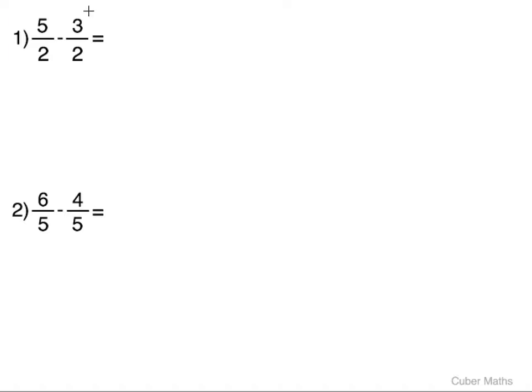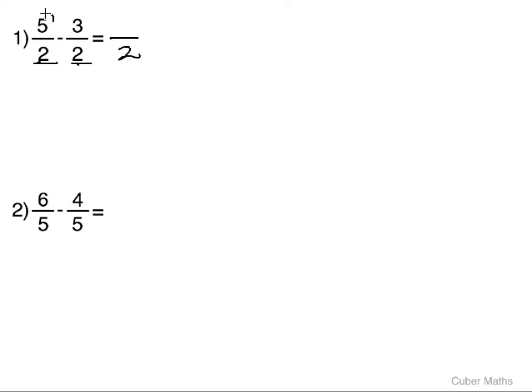So here we have our first problem, and it says 5 over 2 take away 3 over 2. Now if we look at the denominator, which is this number here on the bottom, they need to be the same in order to take fractions away from each other. And here they are, they're both a 2. So that means on this side of the equals we're going to put over 2, because our end fraction is going to have a 2 as the denominator.